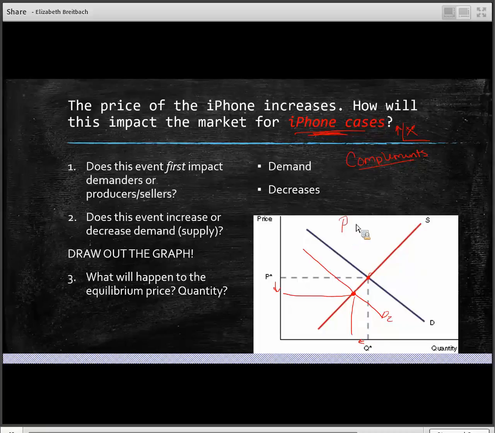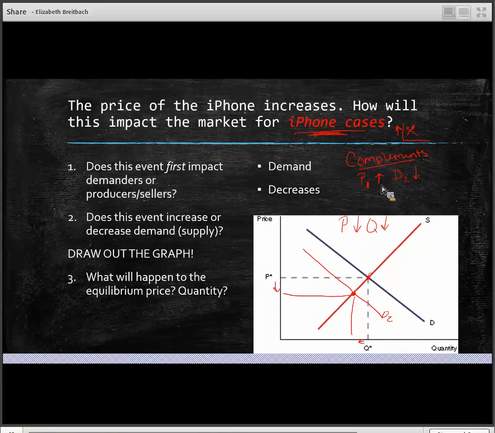So again, when we're thinking about complements, take the price of good one, the iPhone. As the price of the iPhone increases, what happens to the quantity or the demand for cases, which we'll call good 2? As the price of iPhones increases, the demand for iPhone cases decreases. That's because our iPhones and our iPhone cases are complements.